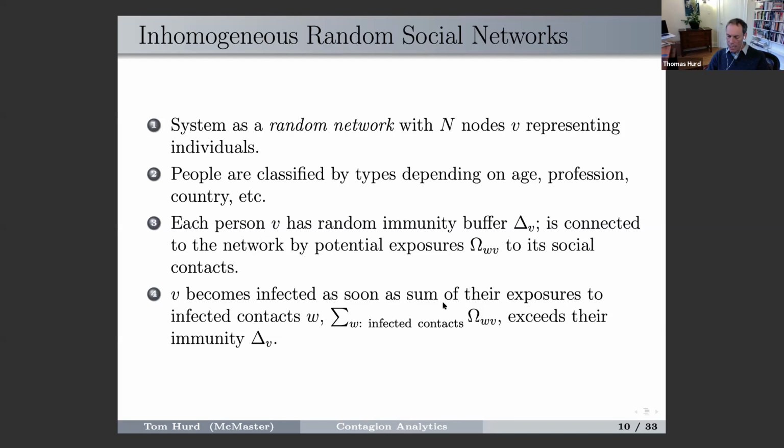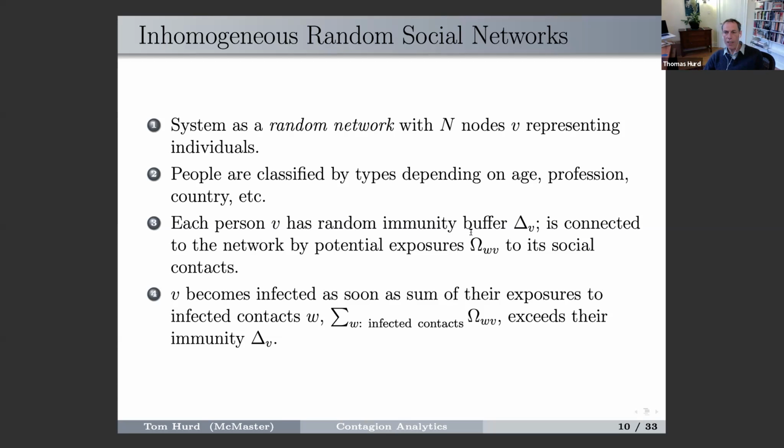So in the title, I talk about inhomogeneous random social networks. So let's just go forward, try to speed up a little bit here because it's going to start getting mathematical. This is mathematical modeling. So we have a random network of individuals. The people are classified by types like age and profession and the city that they reside in, and all of these things can be part of the type classification.